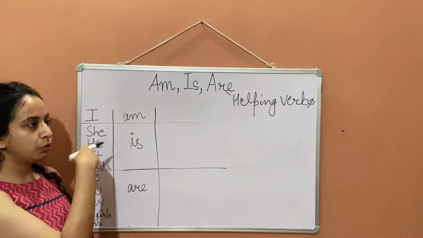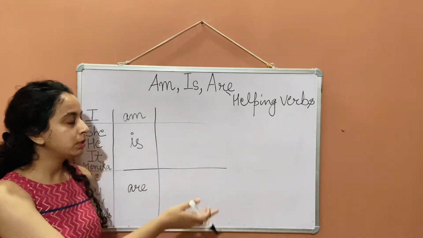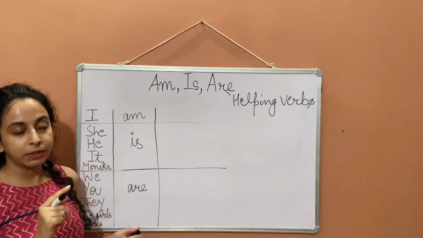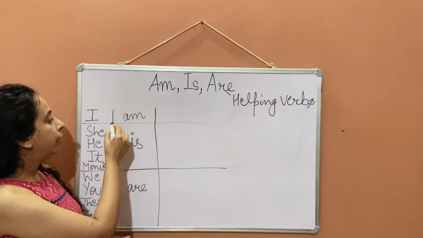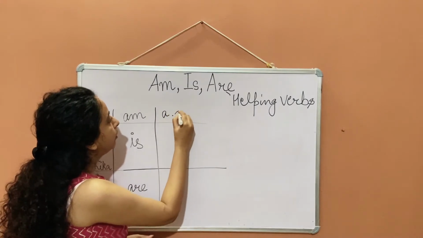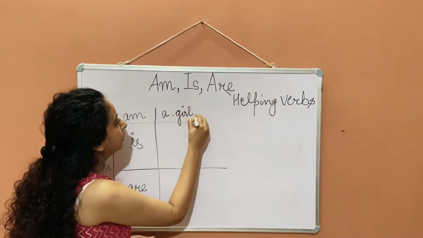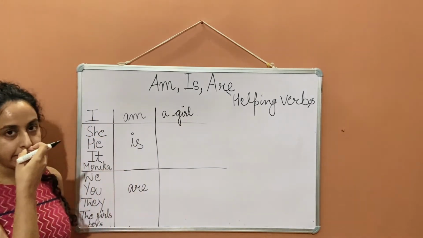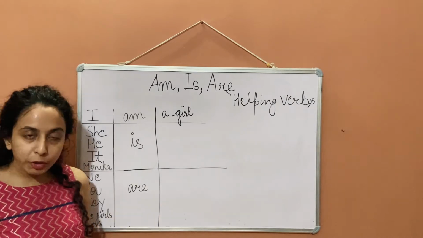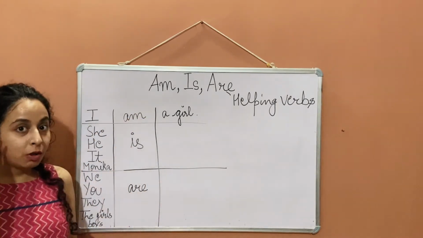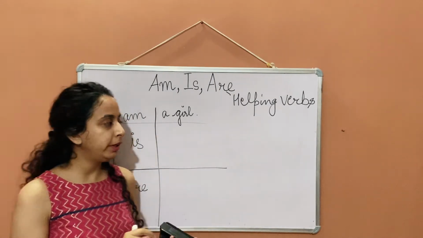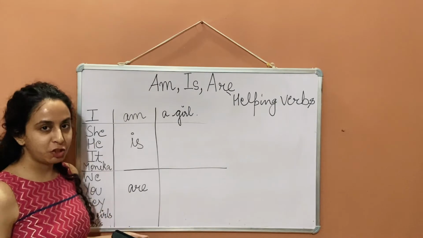And also, as you have already studied in pronouns, we use I when we are talking about only one person. So to make a sentence: I am a girl or a boy, whatever. That would be a sentence. You cannot say I is a girl. That would be wrong. Whenever you are using I, am is used. Always remember that I and am are best friends. They only interact with each other.